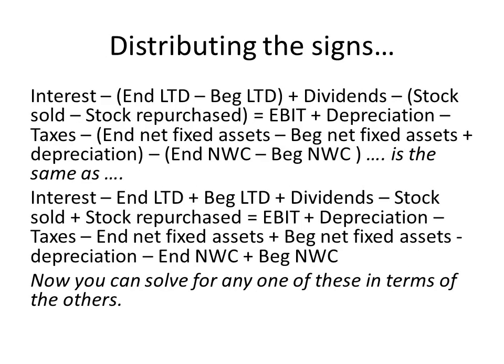Now we're going to take the equation from the last slide and distribute the signs. Because we have a lot of stuff in parentheses here, things can get confusing. So we can merely go through and we wind up with interest minus ending long-term debt plus beginning long-term debt plus dividends minus stock sold plus stock repurchased is equal to EBIT plus depreciation minus taxes minus ending net fixed assets plus beginning net fixed assets minus depreciation minus ending net working capital plus beginning net working capital.